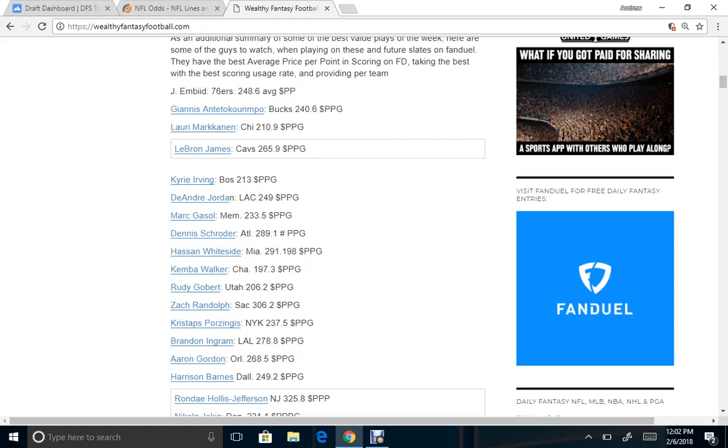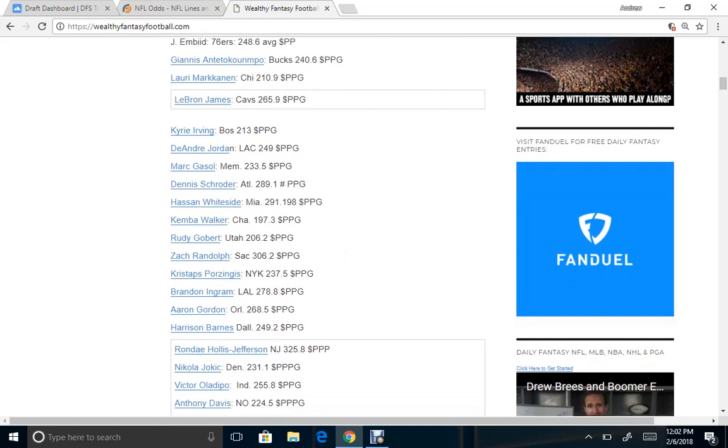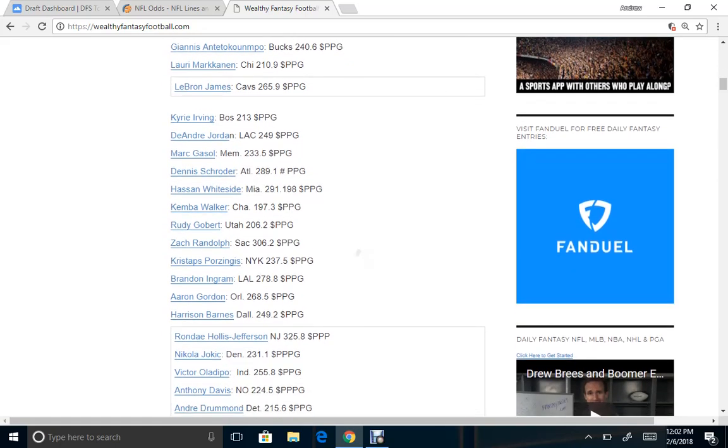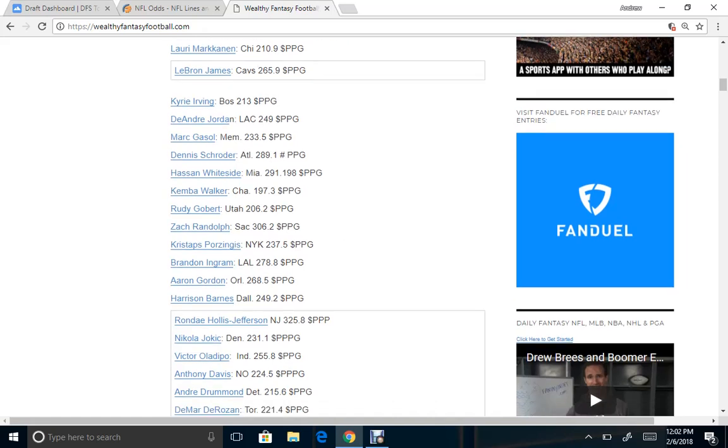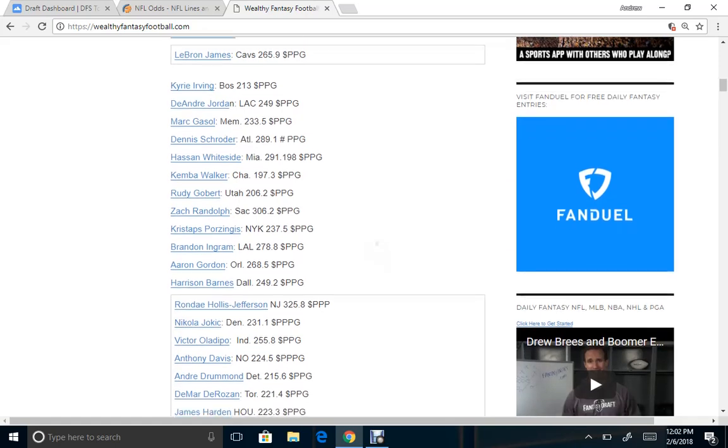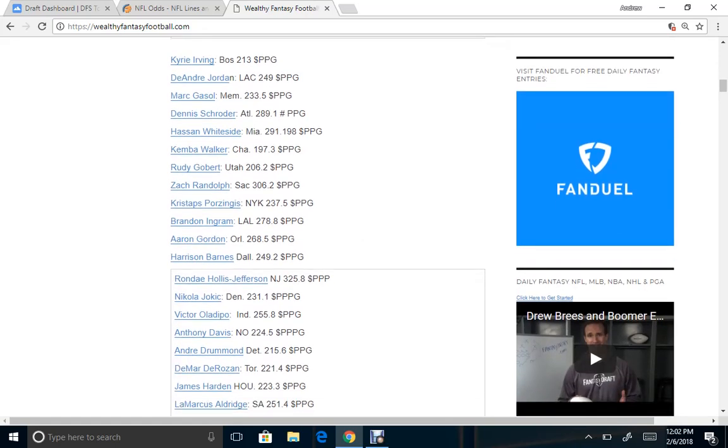$265.9 per point. And as you can see here, some of the better values are, for example, Kemba Walker, who had successfully played in the tournament last night, and Rudy Gobert from Utah. I didn't check to see how he did, but I was considering him, and so on. Some of these guys you would be a little bit surprised. Zach Randolph is not performing up to his value. It costs you $300 in your FanDuel lineups per point.